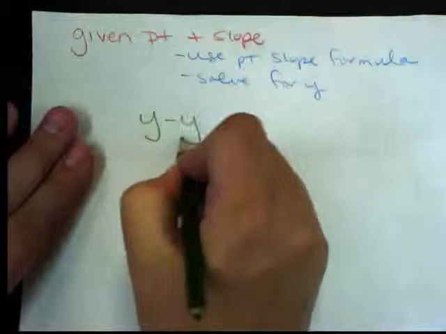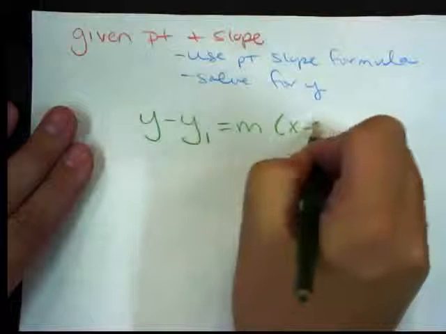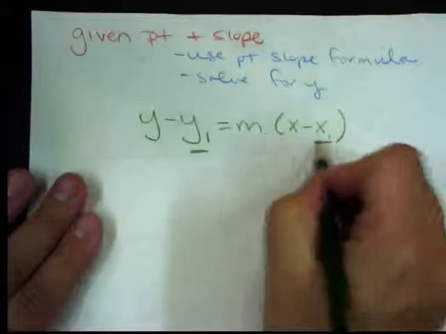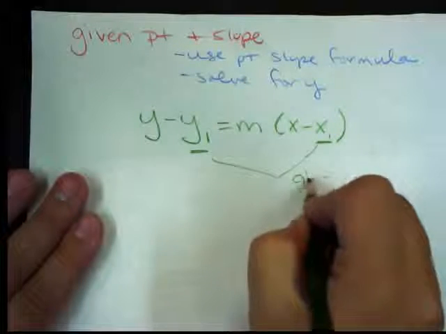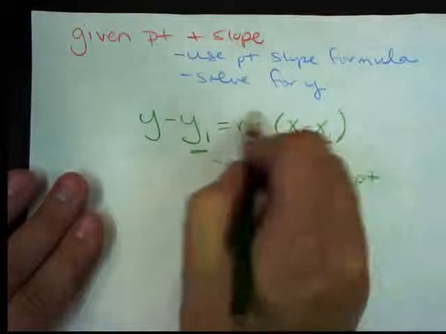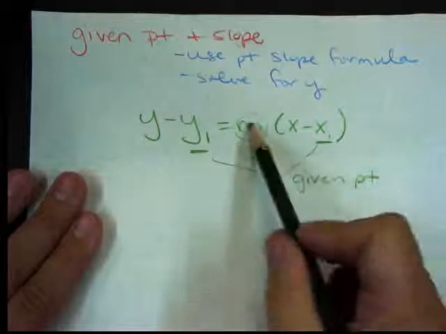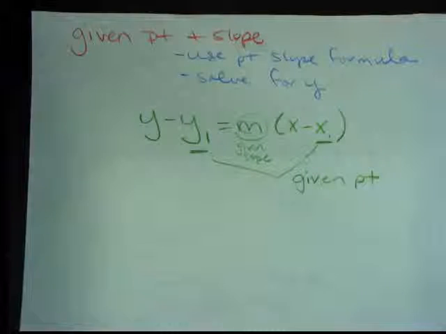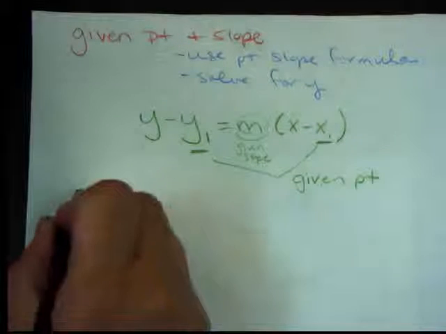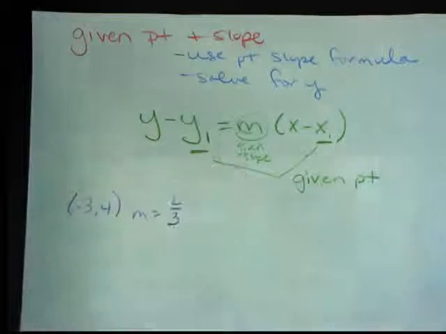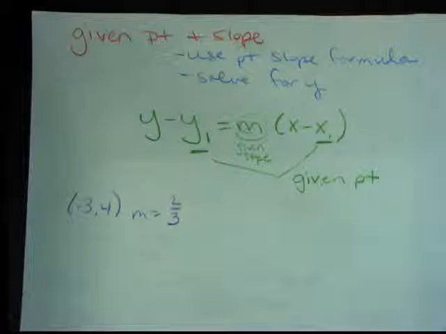It is y minus y1 equals m times x minus x1, where y1 and x1 is the given point, and m is the given slope. Hence, point-slope formula. So on this example that we're going to look at, if I gave you -3, 4, and a slope of 2/3, given a point, given a slope, so we want to plug in the information.